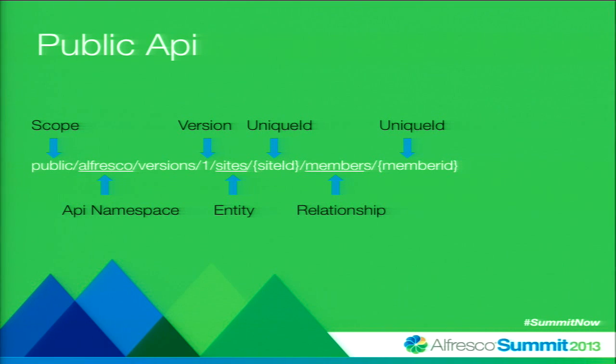So scope, you can have public or private. Namespace would be Alfresco or Workflow. Versions 1. We've only got 1 version at the moment, but if a new version comes out, we'd have version 2. We might add to the version 1 API. So if it's just adding something and not breaking something, we'll just add to version 1. But if it's a breaking change, we'll version our API for you. And then you'll know that you can use version 1 or version 2 at the same time.